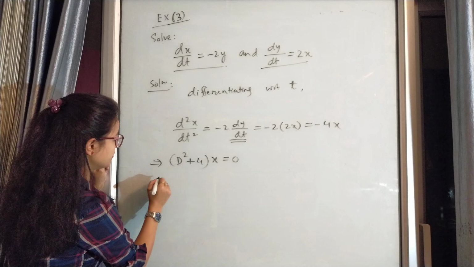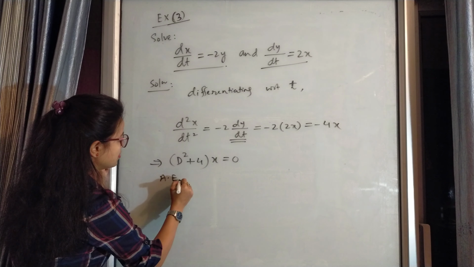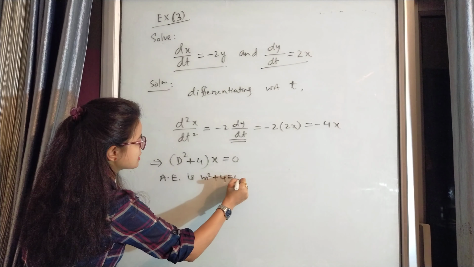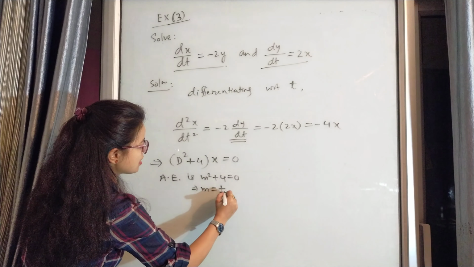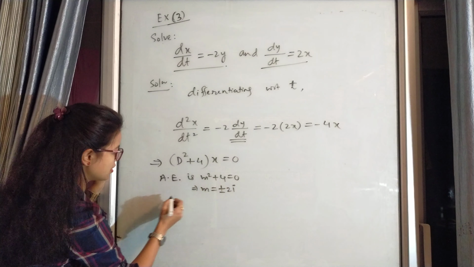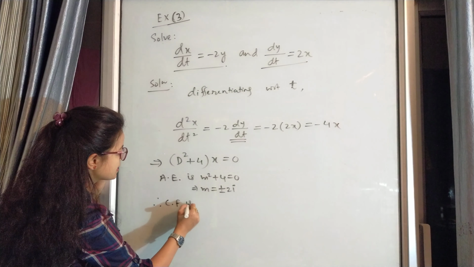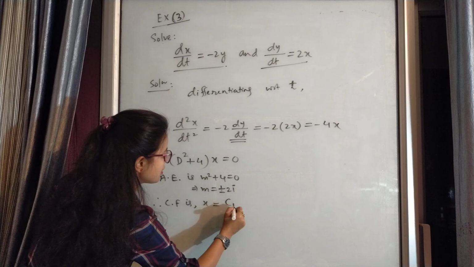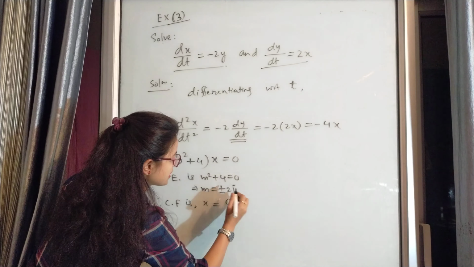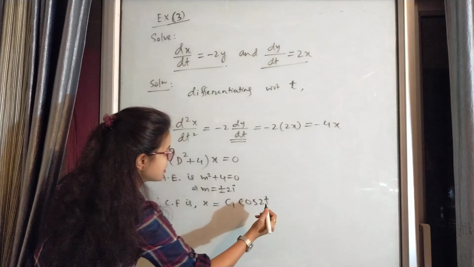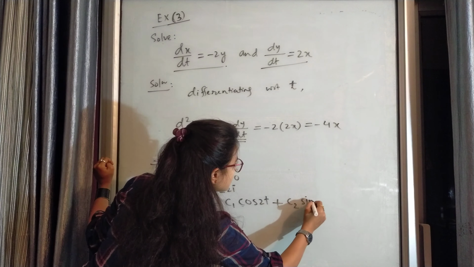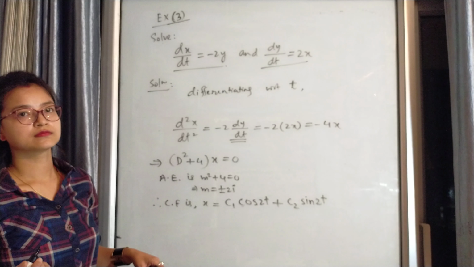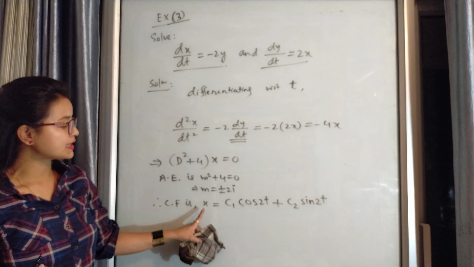So here it is a linear differential equation, homogeneous type, and the auxiliary equation is m square plus 4 equals 0. So quickly we can get the roots here, plus minus 2i, imaginary roots, therefore the complementary function, or we can say it's homogeneous, so the solution is x is equal to, not e here as the roots are imaginary, c1 cos 2t plus c2 sin 2t. So we have the value of one dependent variable x.